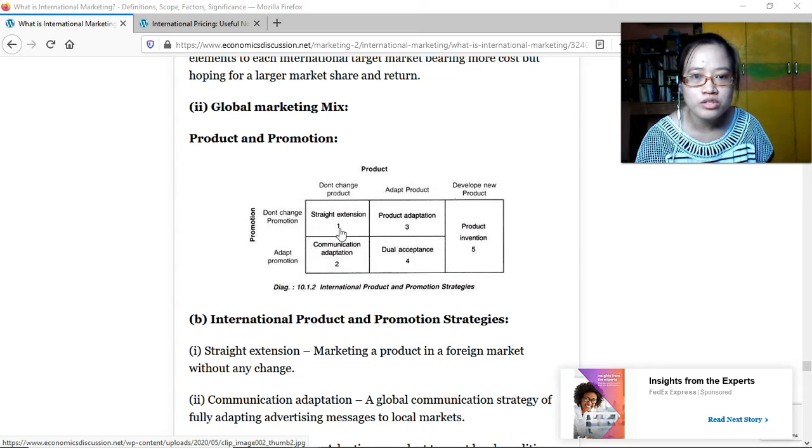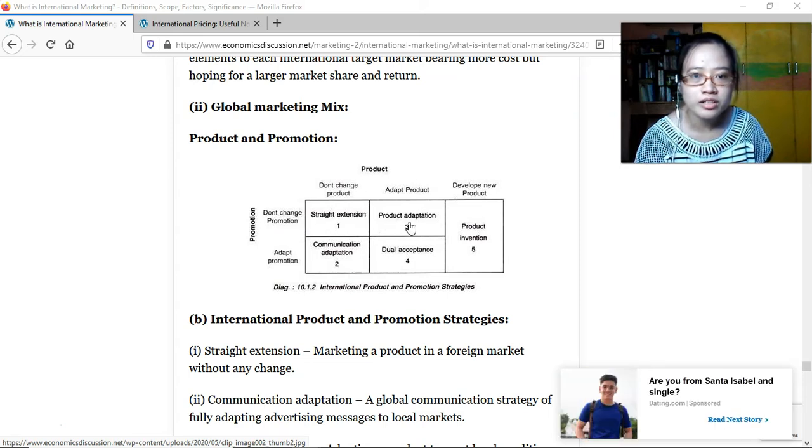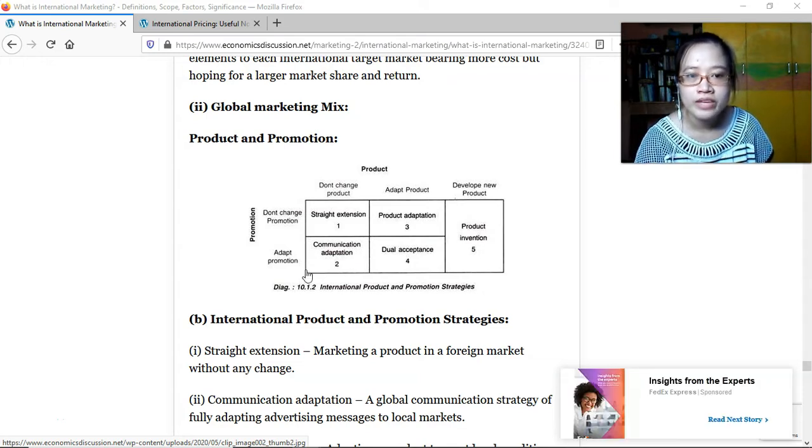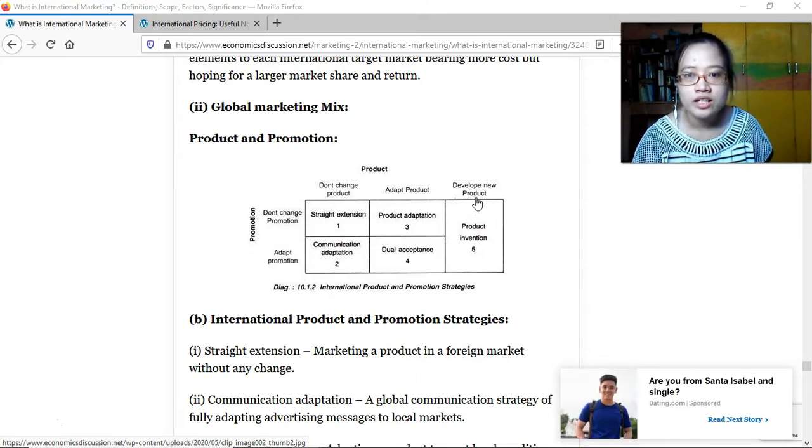Don't change promotion, don't change the product: straight extension. Don't change promotion but adapt the product: product adaptation. Adapt promotion, don't change the product: communication adaptation. Simply communicate the features and functions of the product well. Adapt promotion and adapt product: dual adaptation, where there needs to be change in both. Develop new product: product invention. Okay.